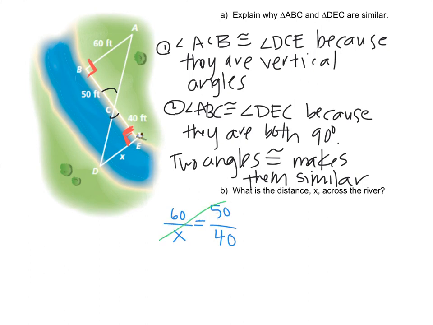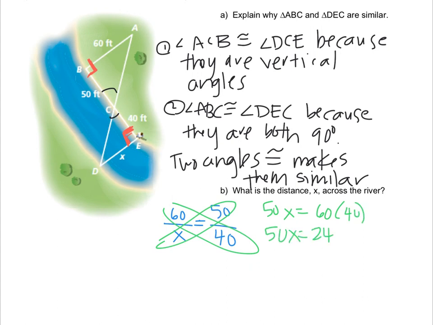So now we just do our cross multiplication. We have 50 times x equals 60 times 40. So that's 50x equals 2,400. Calculator powered up. 2,400 divided by 50 is 48. So that means that the distance across the river is 48 feet.